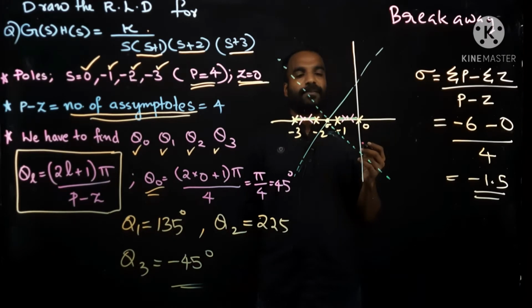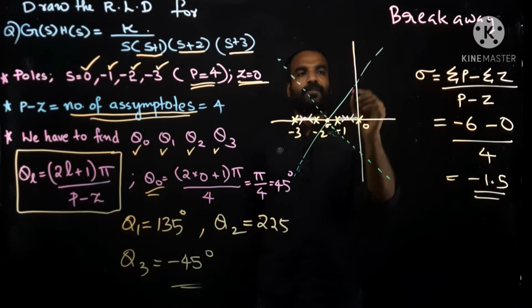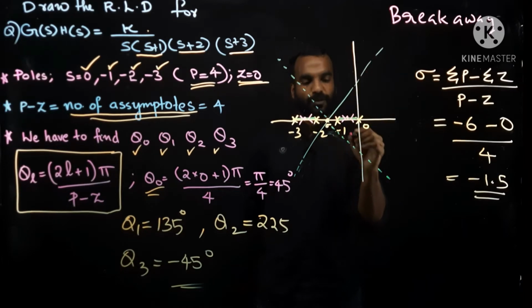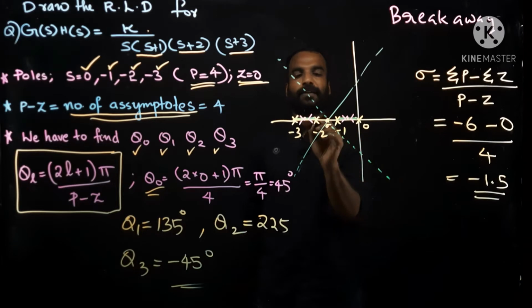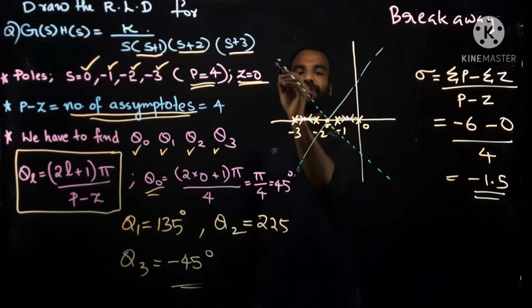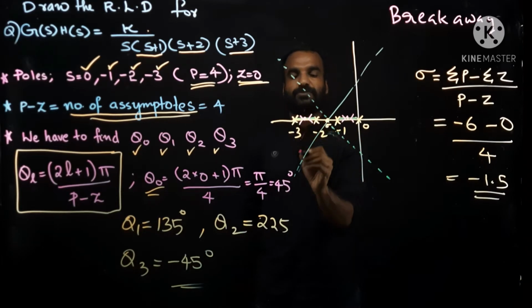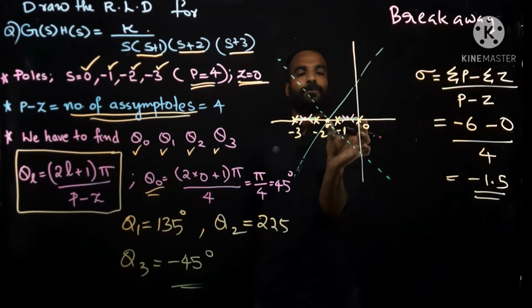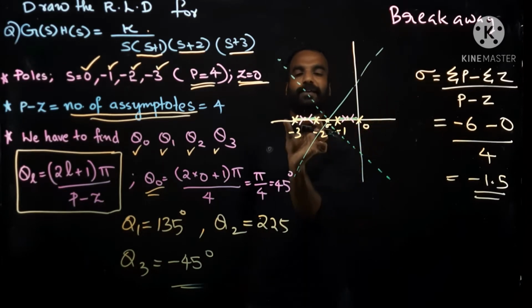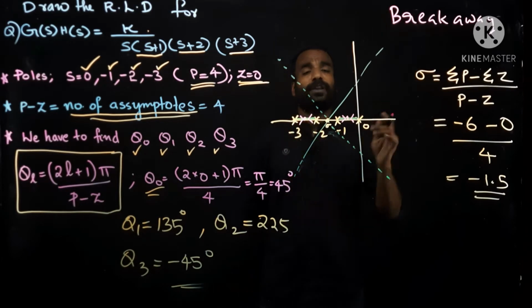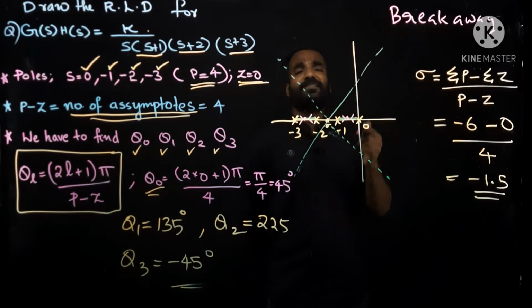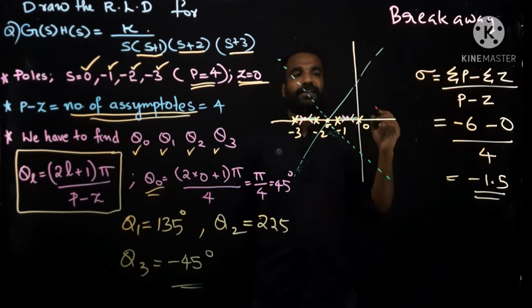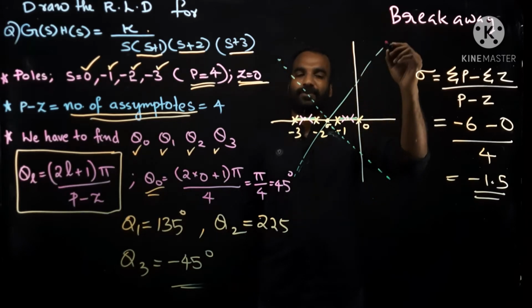And then what happened? This pole has to travel to infinity. This pole also has to travel to infinity. This pole has to travel to infinity, and this pole also has to travel to infinity. So all the poles will meet and break away. Here also meet and break away. How will it travel? Who will give the direction of travel to infinity? That is provided by the angle of asymptote.